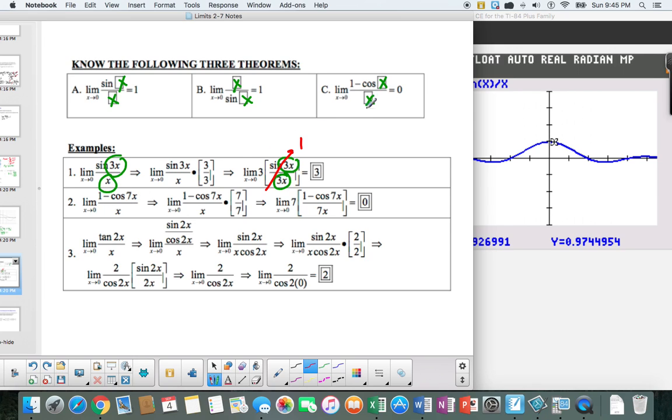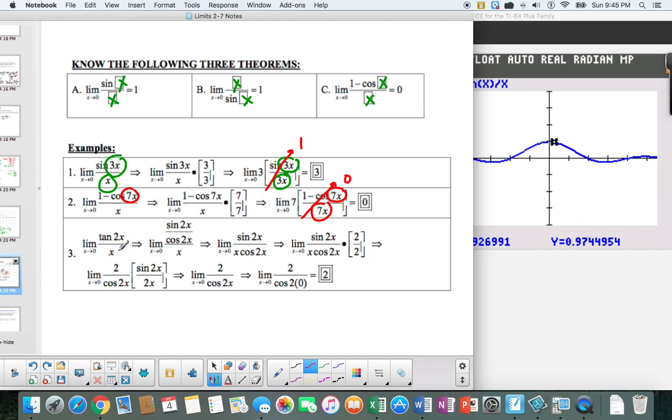Now this looks like this one up here, except this has the argument 7. So I'm going to multiply top and bottom by 7. 7's going to come out, and now I have this argument matching just like it's up here. So I know this whole thing goes to 0, and 7 times 0 is 0.